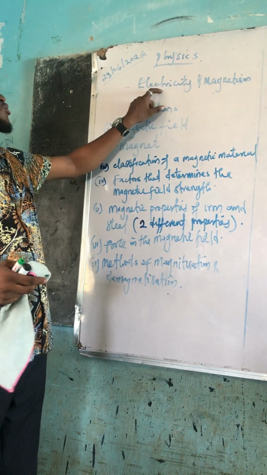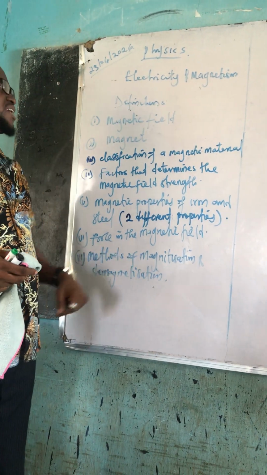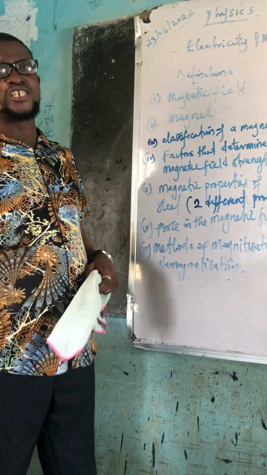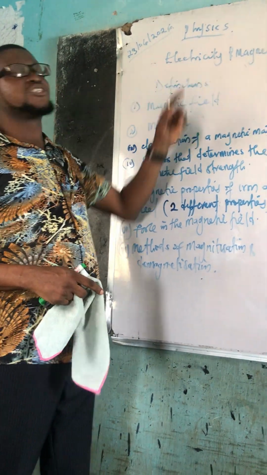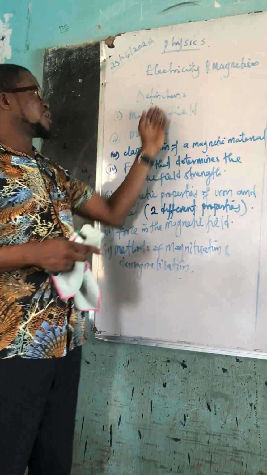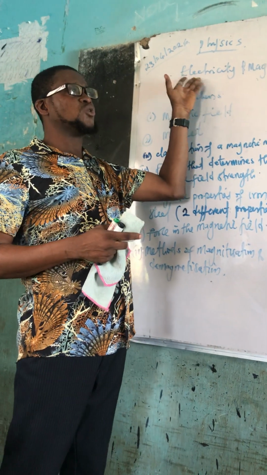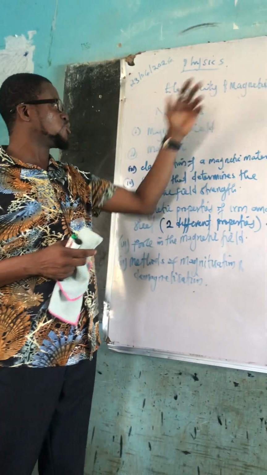I told you both of them are good friends. Why? Because movement of electricity will give birth to a magnetic field, and when there is a change in the magnetic field, then electricity will be born. That's why both of them must be discussed together. We have been able to look at electricity yesterday, so let's go into magnetism.